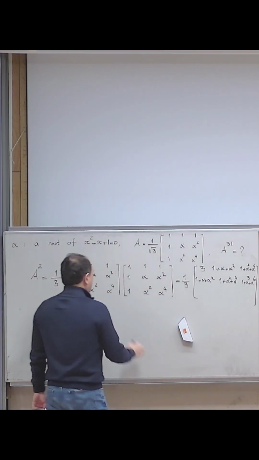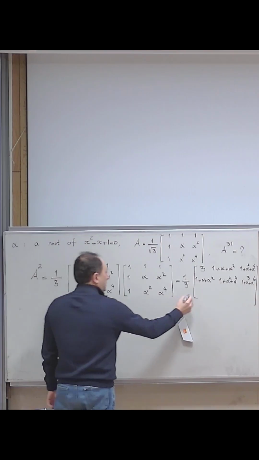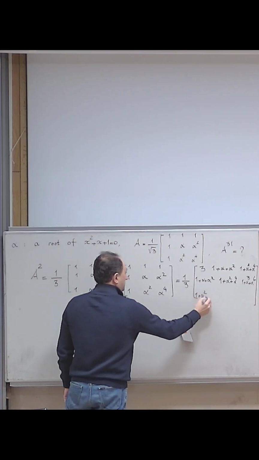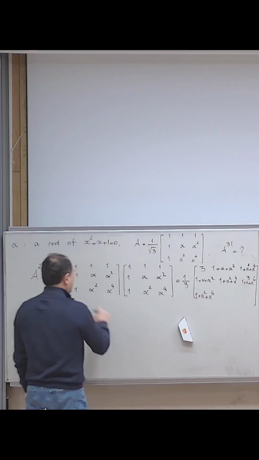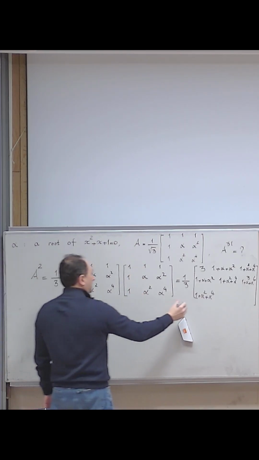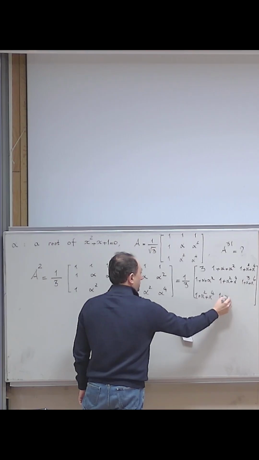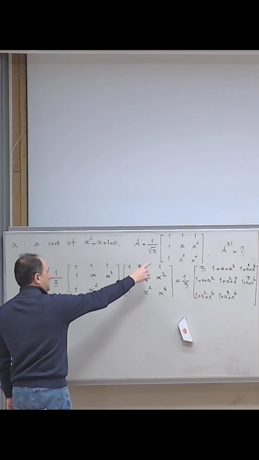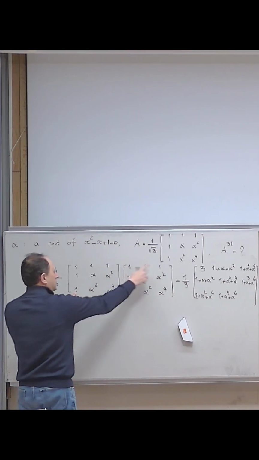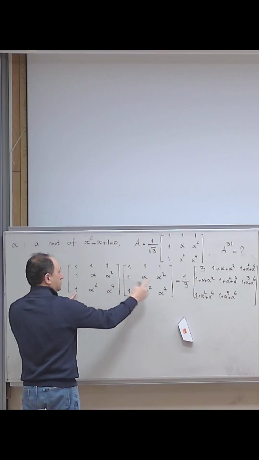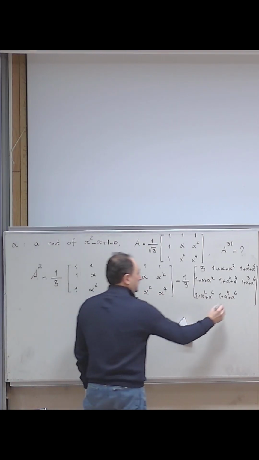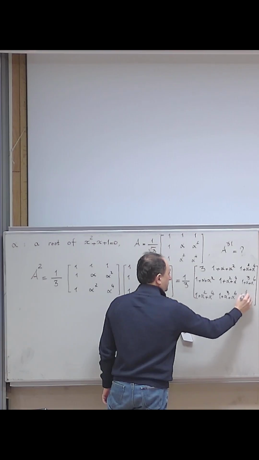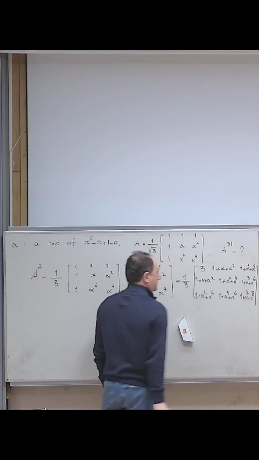Yes? And then I will do the same thing here. So this becomes 1 plus alpha squared plus alpha to the power of 4. Multiply this here, it becomes 1 plus alpha cubed plus alpha to power 6. And finally, this to the last one: 1 times 1, alpha squared times alpha squared, alpha 4 times alpha 4. So this becomes 1 plus alpha 4 plus alpha to power 8.